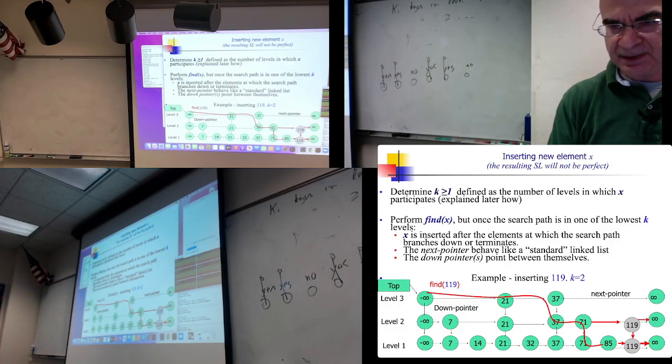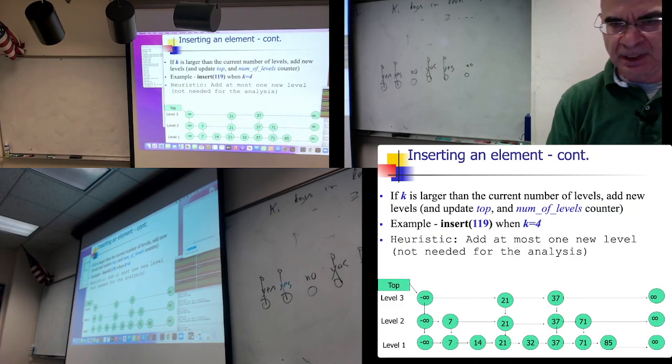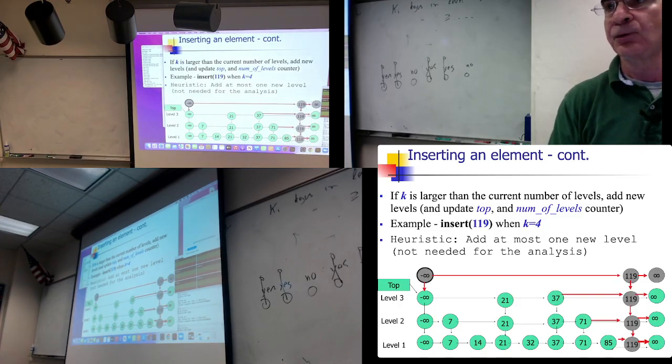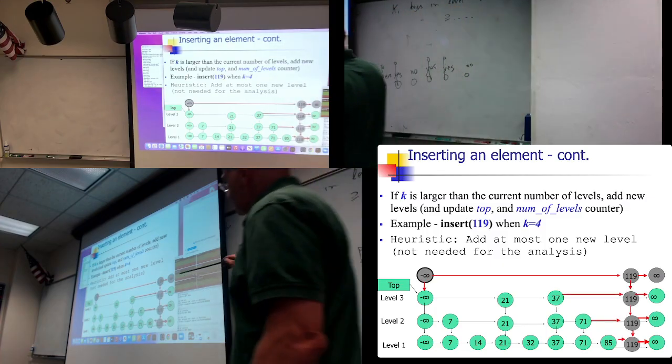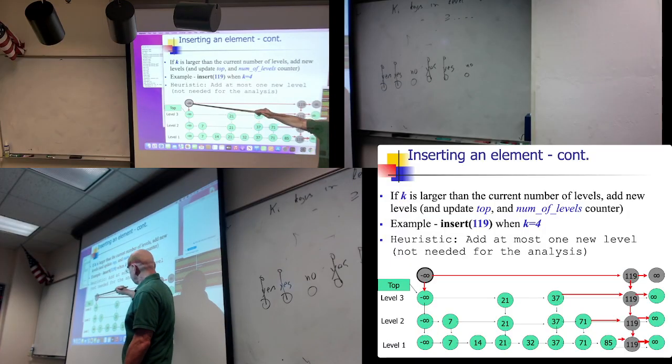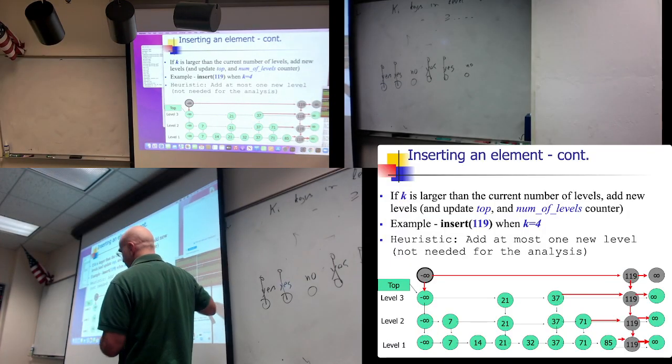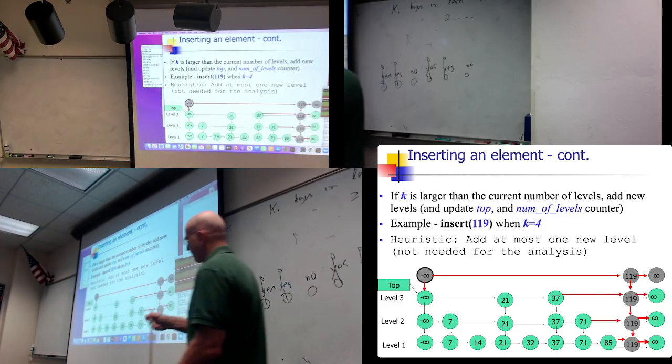That was inserting 119, and I decided that k equals 2, so it's going to participate in 2 levels. It's possible that k will be larger than the current number of levels. In this case, I need to open a new level. K is 4, I used to have 3, so generate a new level, and obviously this new level contains, as any other level, minus infinity, infinity, and the new guy. And of course, top needs to be updated.